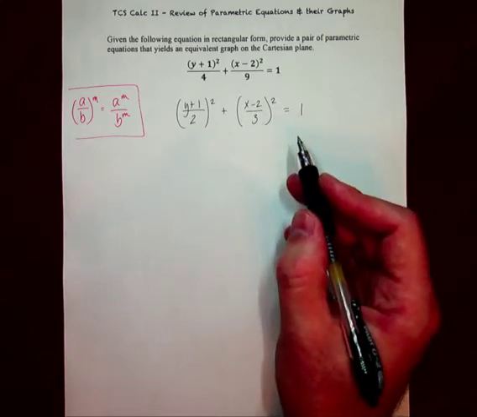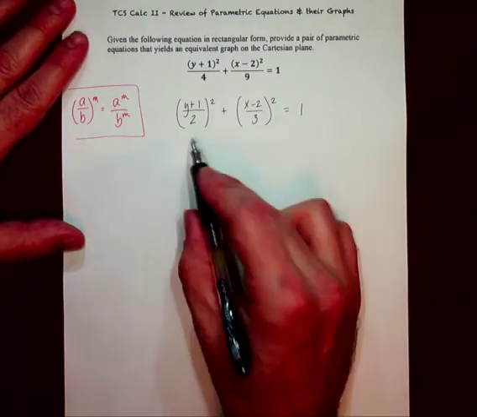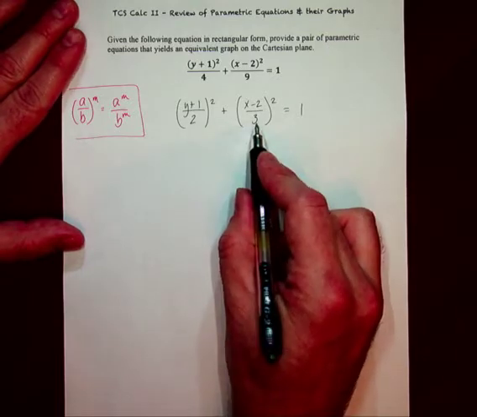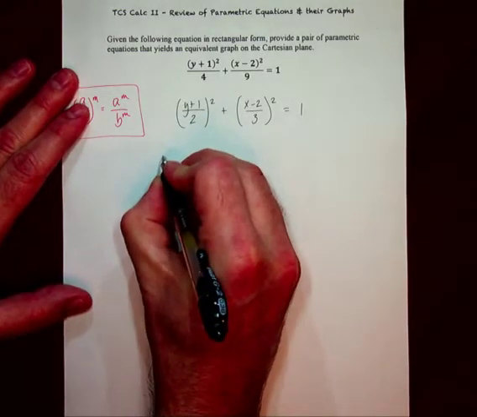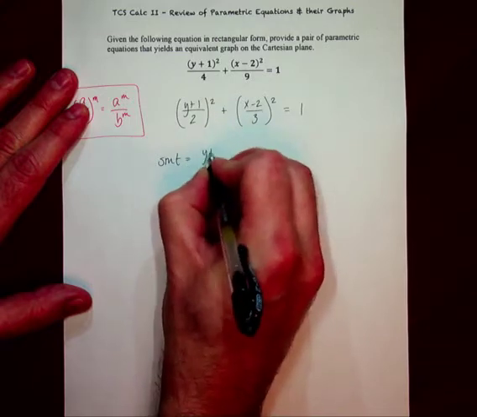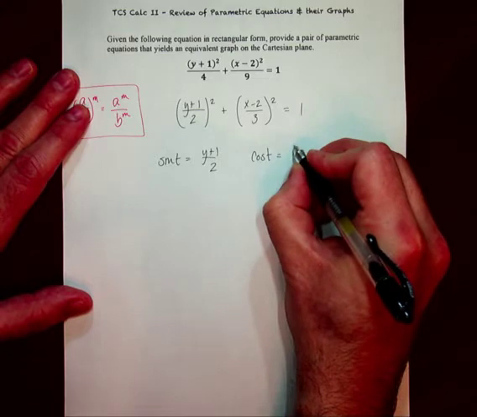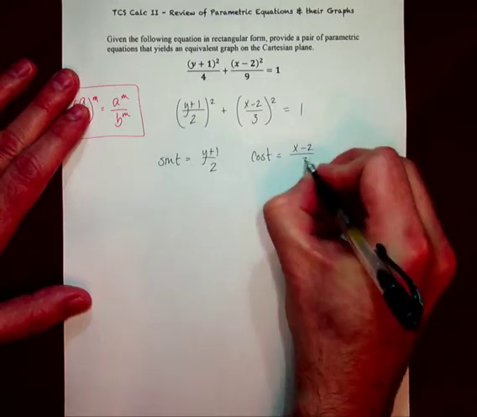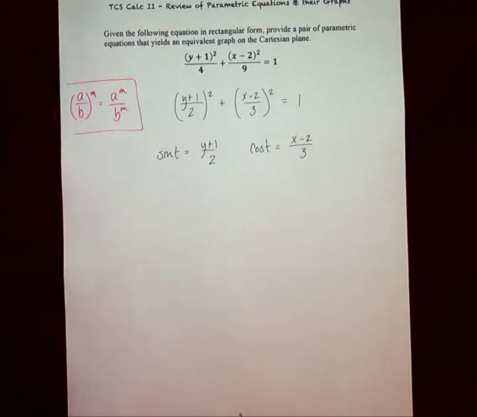And from here, remember, since sine squared plus cosine squared is equal to 1, since that identity is addition, and addition is commutative, whichever one you designate as sine and whichever as cosine doesn't really matter. I would just do sine of t is equal to y plus 1 over 2, cosine of t is equal to x minus 2 over 3. But I could have just as easily done it the other way. And like I said, it doesn't matter for the shape of the curve.